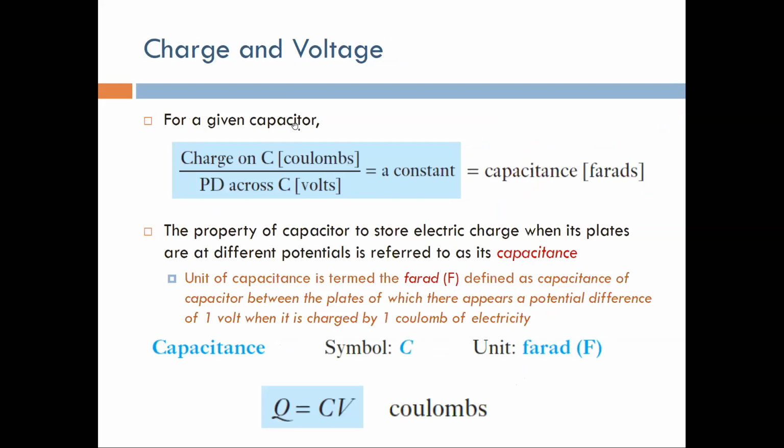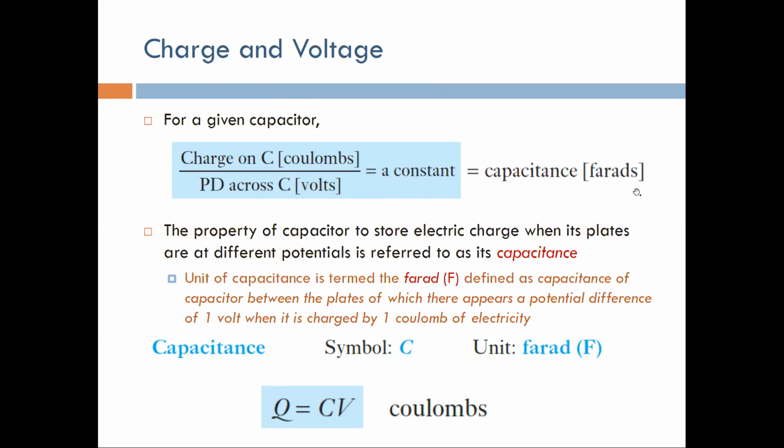Okay. Let's move on with the remainder of the lecture. We have the charge and the voltage. For a given capacitor, we define the capacitance by the charge and the voltage across the capacitor, the potential difference across the capacitor. If you divide the charge by the potential difference, you will find that this is a constant for a particular capacitor. And this particular constant is called capacitance.